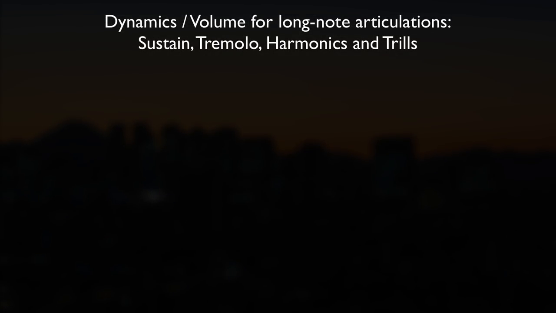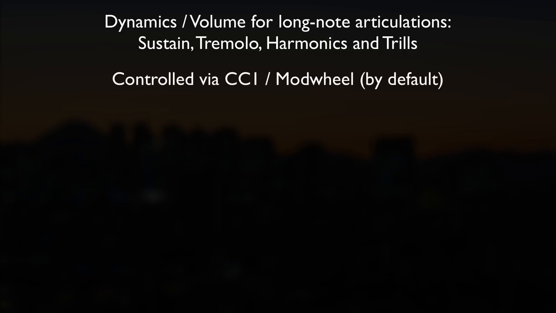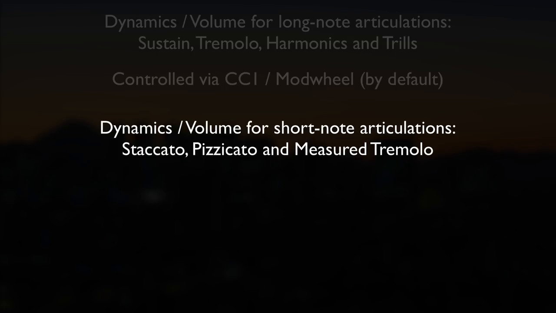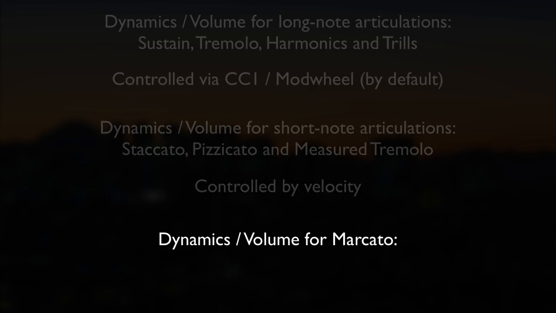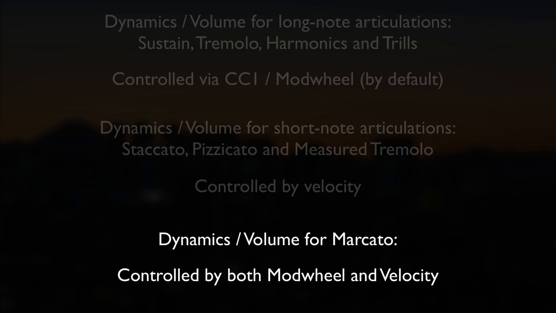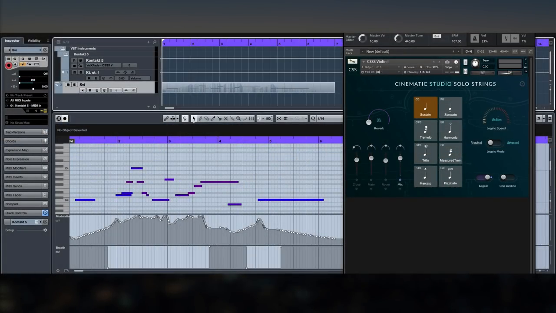Dynamics for long note articulations, sustain, tremolo, harmonics, and trills, are all controlled via the mod wheel. Dynamics for the short notes, staccato, pizzicato, and measured tremolo, are controlled by velocity. Marcato's dynamics are controlled with a combination of both mod wheel and velocity. When using the sustains, vibrato can be switched on or off via CC2.